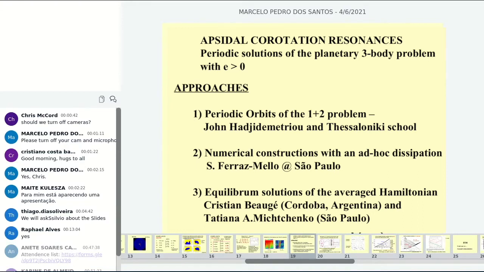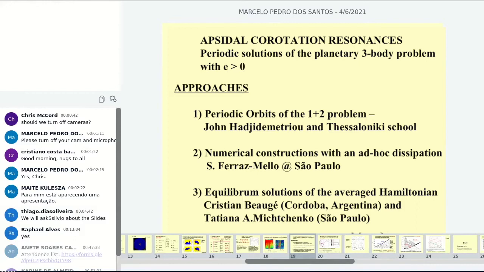The first approach is the study of periodic orbits of the three-body problems of these situations. This has been exhaustively done by Jean-Marc Hadjidemetriou and by the Thessaloniki School. They have computed, they have shown the characteristic curves of periodic orbits for all these problems, sorry. In the case of several resonances, 2-1, 3-2, 3-1, etc.